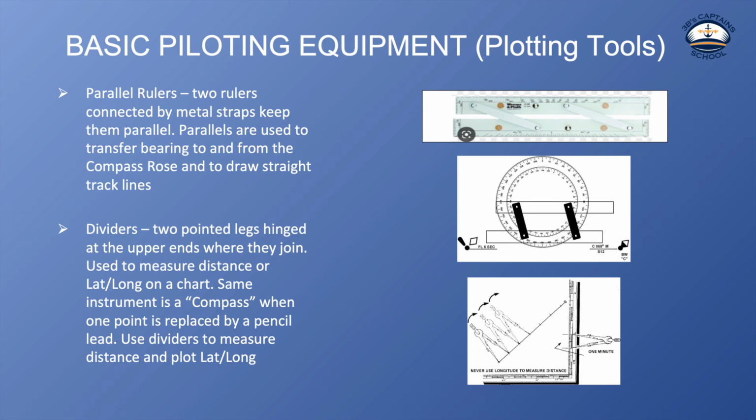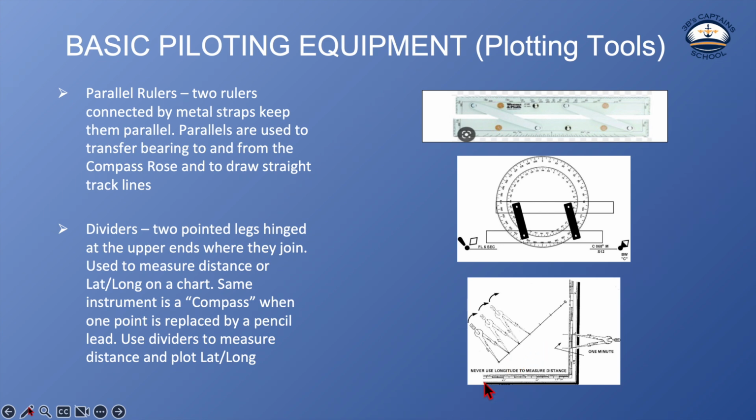So dividers are two pointed legs hinged at the upper ends where they join. These are used to measure distance or lat and long on a chart. When you add a pencil lead to one of the pointed ends, that same instrument is referred to as a compass. It's basically the same instrument though. Compass with a pencil lead, dividers with two points.